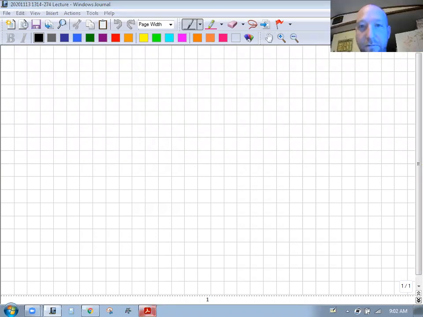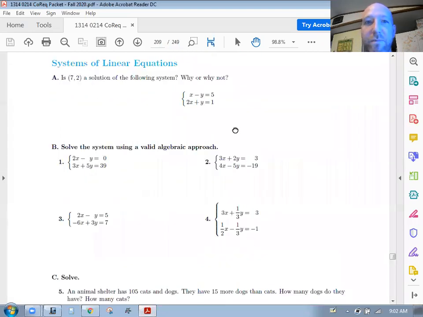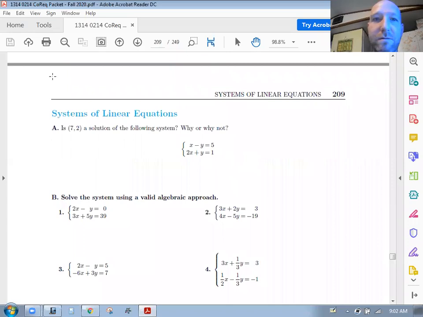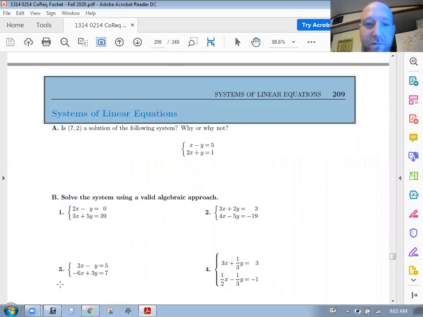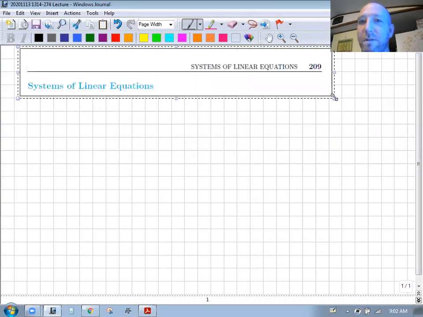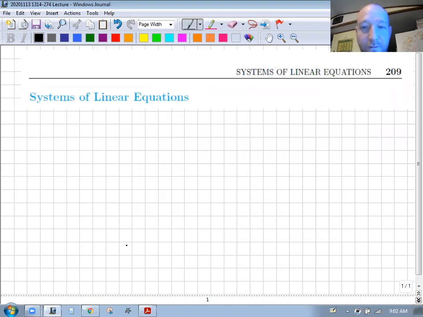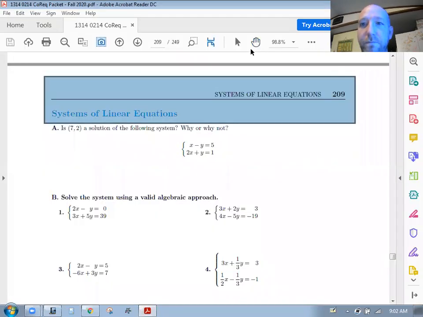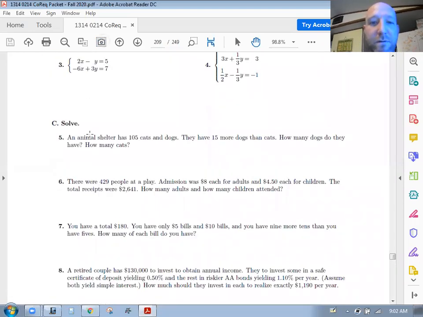Alright, class, so last time we were on page 209, dealing with these systems of linear equations. And we left off on number 7 here.